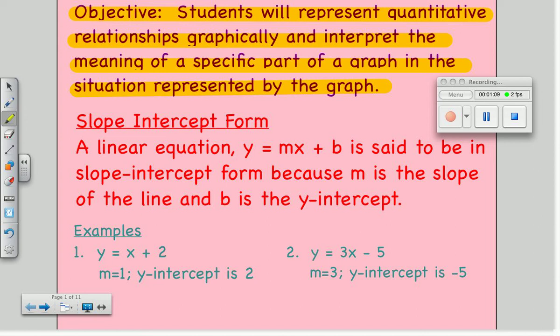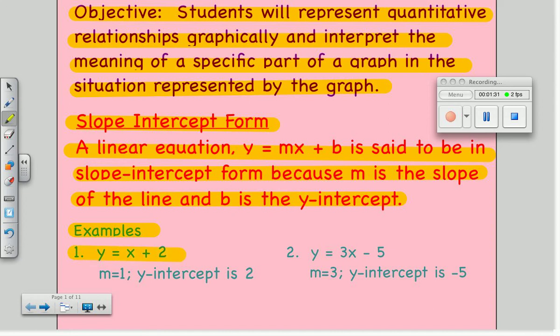So, slope-intercept form. You're going to write this definition. A linear equation, y equals mx plus b, is said to be in slope-intercept form because m is the slope of the line and b is the y-intercept. And here are your examples.